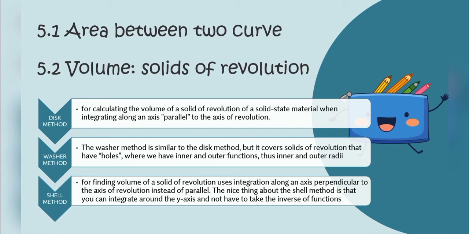Next, the washer method. The washer method is similar to the disk method, but it covers solids of revolution that have holes, where we have inner and outer functions, thus inner and outer radius. The shell method is for finding the volume of a solid of revolution using integration along an axis perpendicular to the axis of revolution instead of parallel. The nice thing about the shell method is that you can integrate around the y-axis and not have to take the inverse of the function.